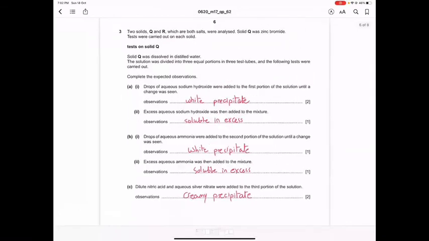Cations and anions. 2 solids Q and R, which are both salts, were analyzed. Q was zinc bromide. And then zinc is added to sodium hydroxide. Zinc cation is tested by sodium hydroxide, white precipitate, of course. Okay, and then excess, it's soluble in excess or dissolves in excess. With ammonia, the same results exactly. Finally, he used silver nitrate. We have bromide. Bromide with silver nitrate gives us creamy precipitate.